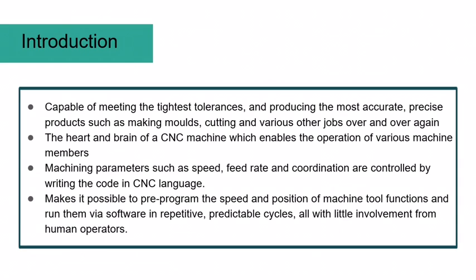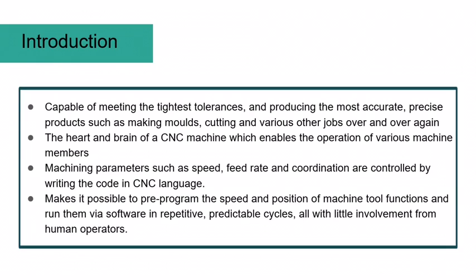First is the introduction. Computer numerical control machines have become a necessity for industries in the production sectors. CNC machining is capable of meeting the tightest tolerances and producing the most accurate and precise products, such as making molds, cutting, and various other jobs over and over again. This means that CNC has the repeatability ability of producing complex parts or components.